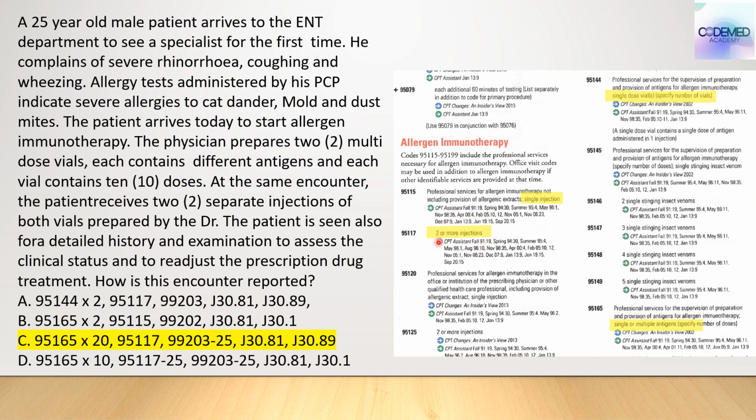95117 talks about the multiple injection, because 95115 talks about only the single injection. So that also eliminates option B, and option D is also wrong because they are counting only 10 doses. And 99203 with 25 is an additional service because the injection is given. The patient came for the rhinorrhea problem and the doctor gave this injection, so that's an additional service. So for 99203, we put modifier 25, and these are the codes for the coughing and wheezing. So this is the answer.